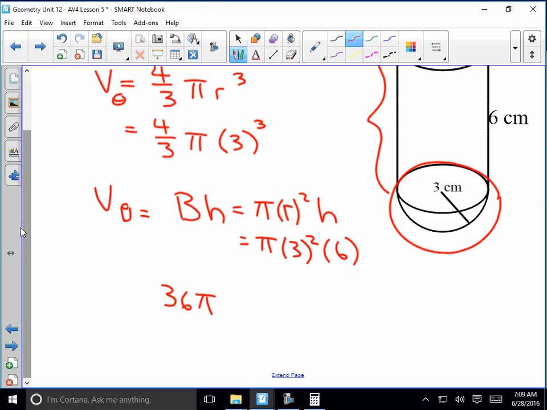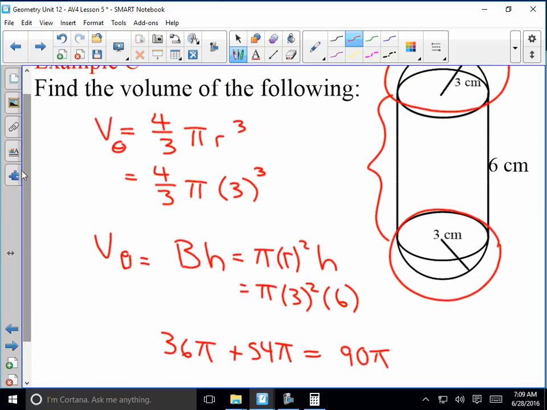Now, when we're looking at our cylinder in the middle, 3 squared is 9. 9 times 6 is 54. So we would have to add that 54 pi on to finish up the two pieces. So we've got the volume of the sphere, the volume of the cylinder, and we put those two together to get a total volume of 90 pi. Remember, if you're dealing with just an image, we want to work in exact values as much as possible for those problems.